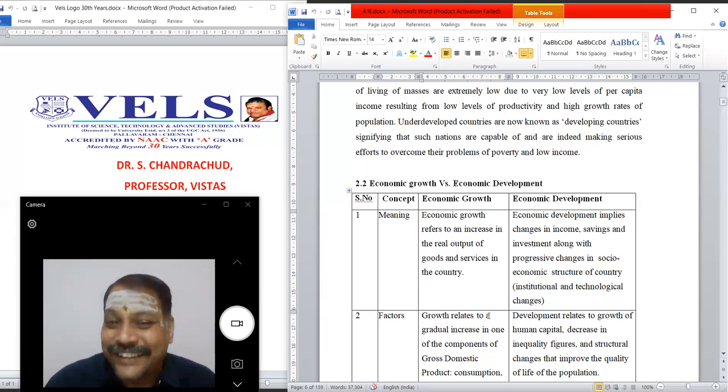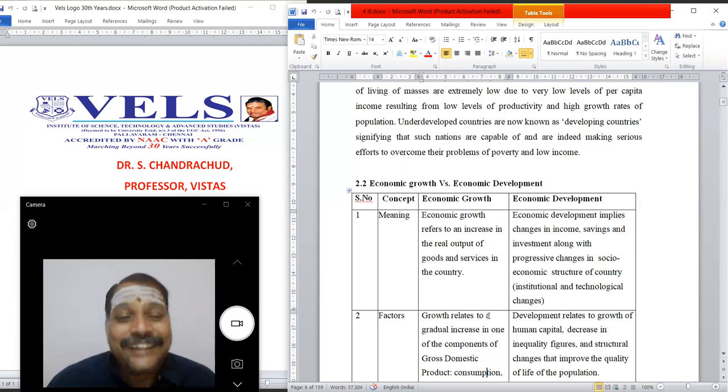But this is not the case in economic development. We not only consider the real output, but we have to consider what level of changes in the income. Based on that, what level of changes in the savings and how much it is converted into investment, along with the progressive change in the socio-economic structure of the country. It includes not only the real output; both institutional and technological changes are also considered.